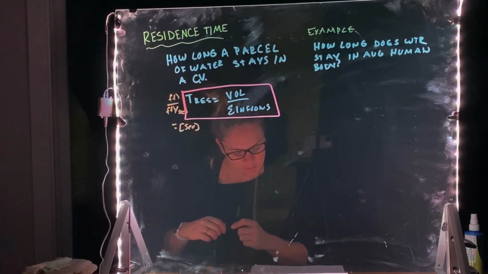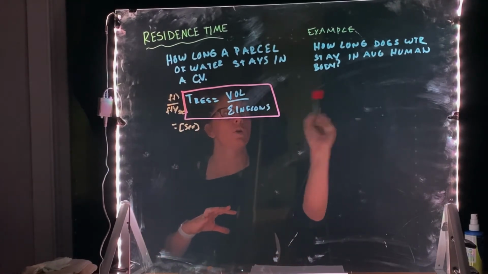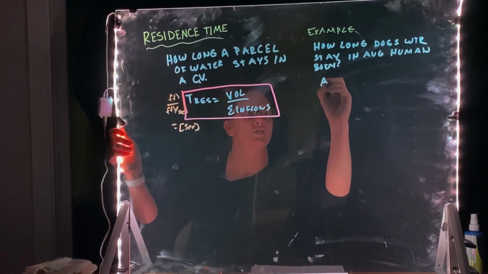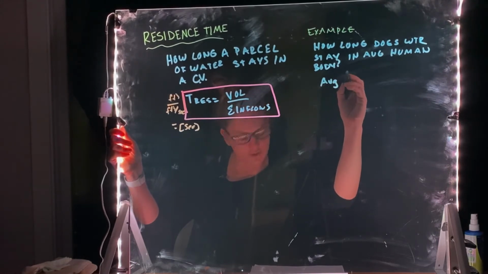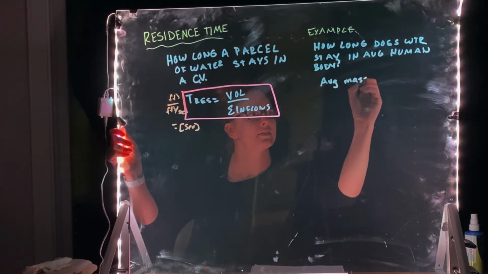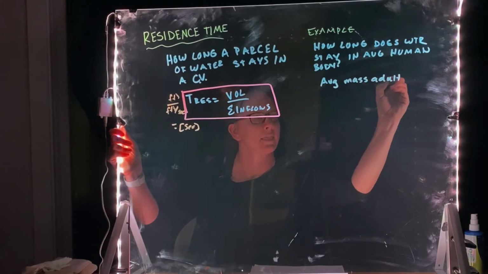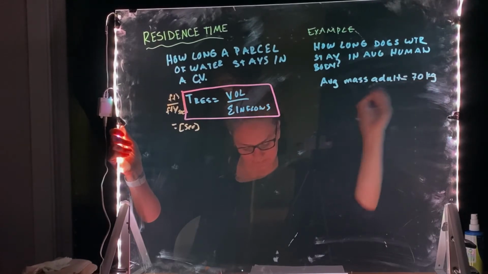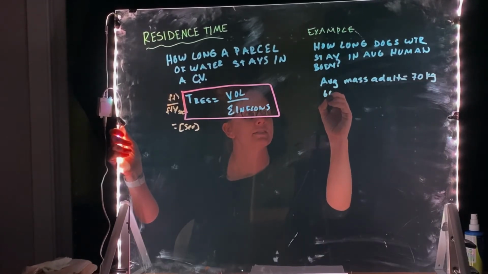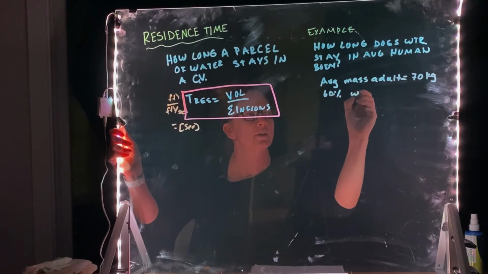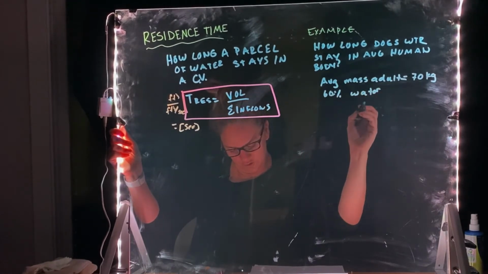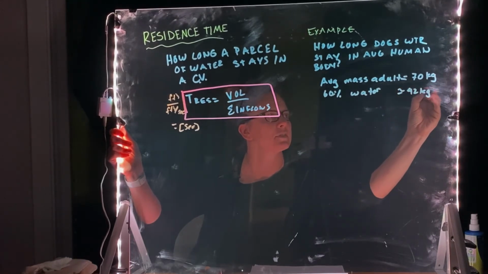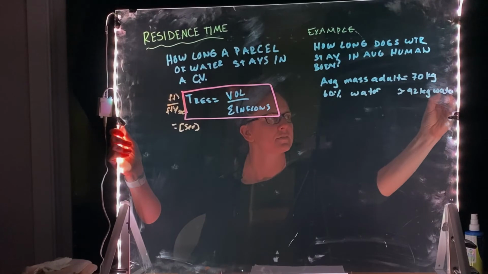So, in order to know how long water stays in the average human body, we need to know a little bit about an average human body. An average adult human body has a mass of about 70 kilograms. 60% of that is water, which means that that is about 42 kilograms of water.